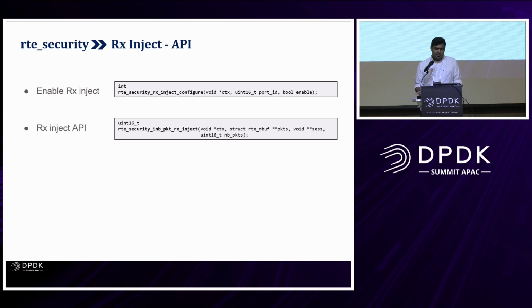The second one is rte_security_inb_pkt_rx_inject. This is the datapath API. Again, the context is the security context associated with the Ethdev or Cryptodev. The rest of the arguments are packets, sessions, and number of packets. Do note that if you are using Ethdev RX inject, sessions need to be created with Ethdev, and when you are using a Cryptodev context, the sessions created on Cryptodev need to be used.